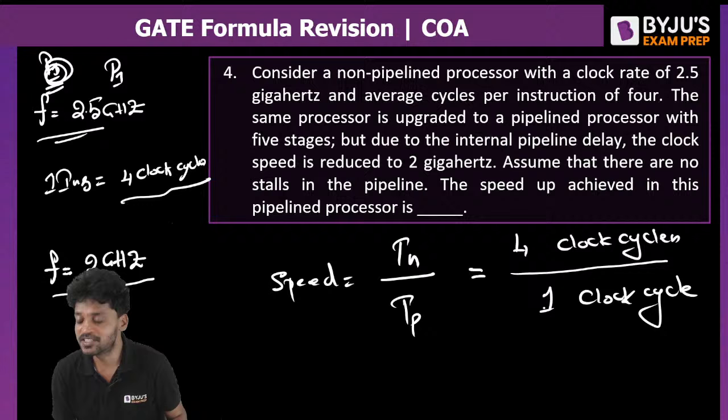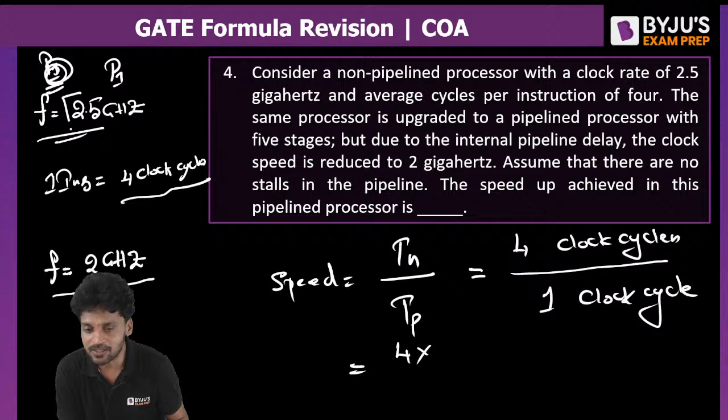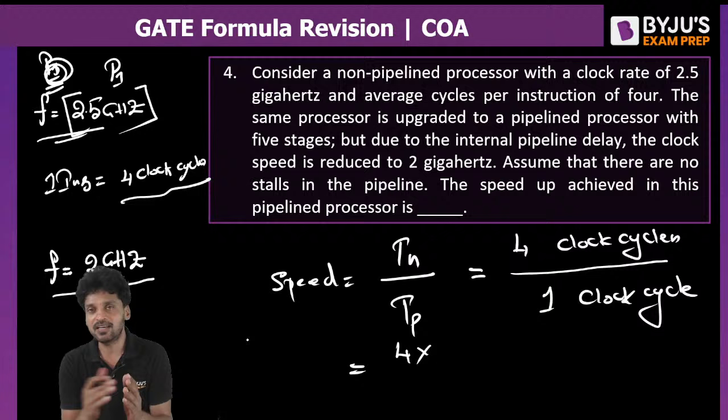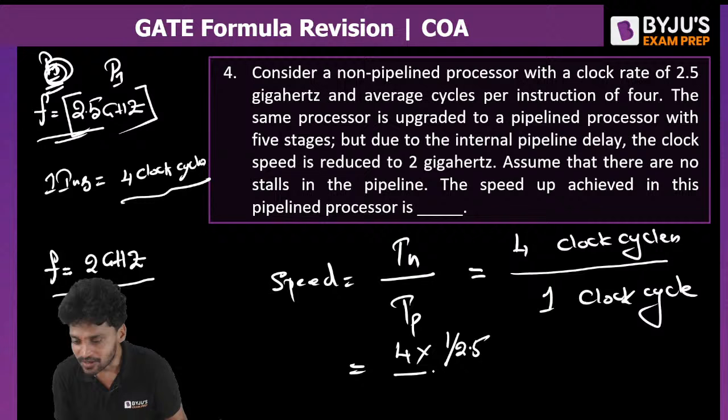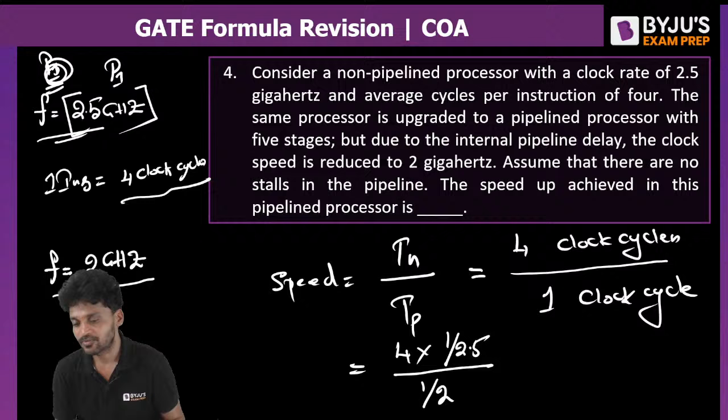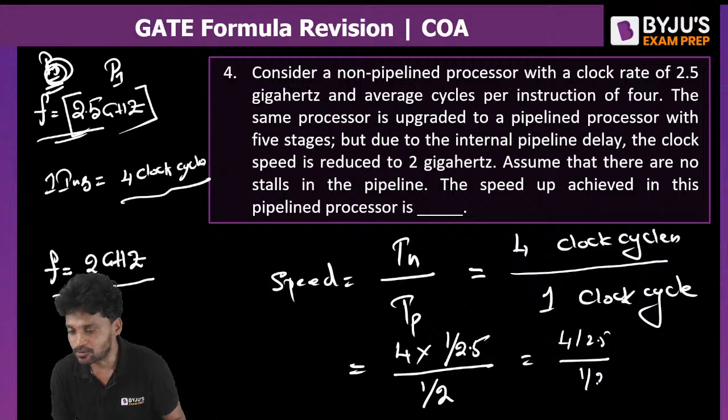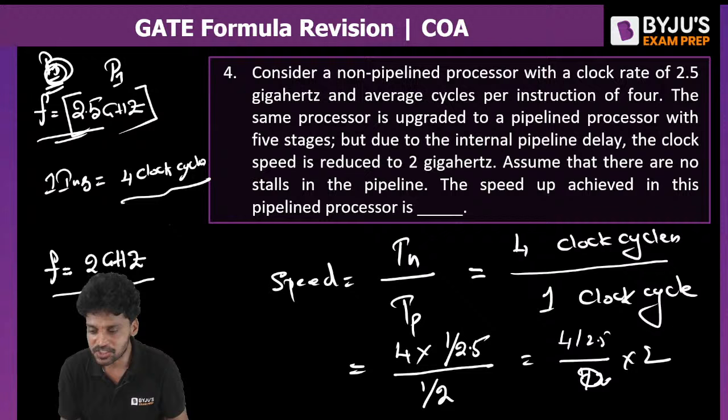The speed up is equal to what? 4 into what is the clock cycle? Clock cycle is equal to time, right? Time is given not directly, rather indirectly in terms of the frequency. What is the relationship between time and the frequency? Time is equal to 1 by f, right? So 4 into 1 by 2.5 divided by 1 by 2, because one clock cycle in the pipeline is equal to 1 by 2. So that is 4 by 2.5 divided by 1 by 2, which is 4 by 2.5 into 2, equal to 8 by 2.5, which is equal to 3.2. 3.2 is the correct option.